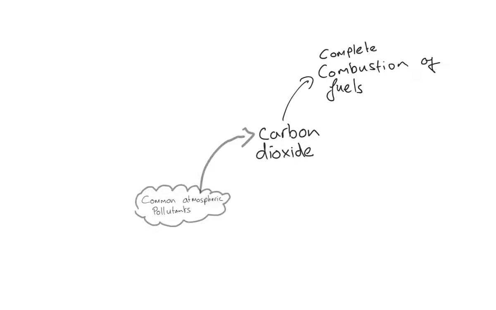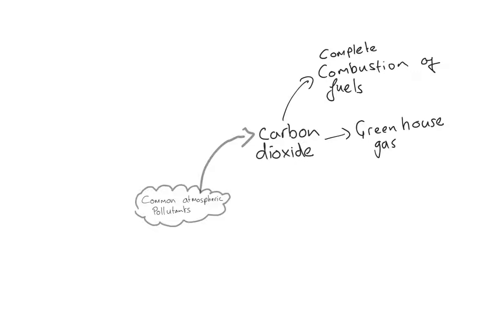Why do we class it as a pollutant? Why are we concerned about carbon dioxide? Well, carbon dioxide, as we've talked about in the previous lesson, is a greenhouse gas. Okay, and you can go back to that previous lesson to check what a greenhouse gas is, but essentially it's thought to be causing global warming and climate change.